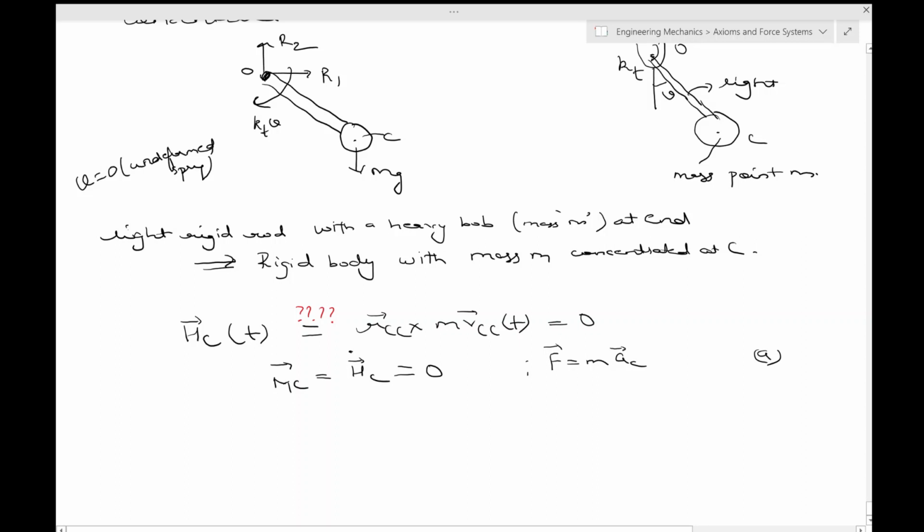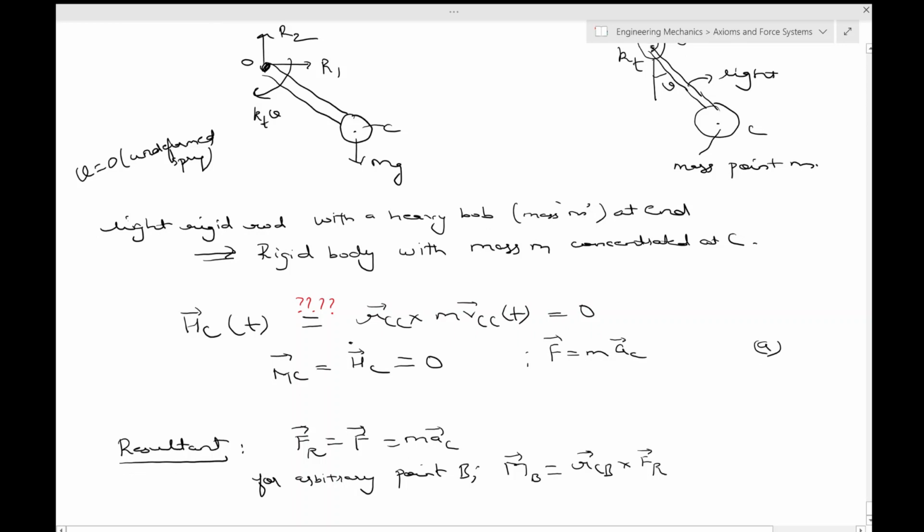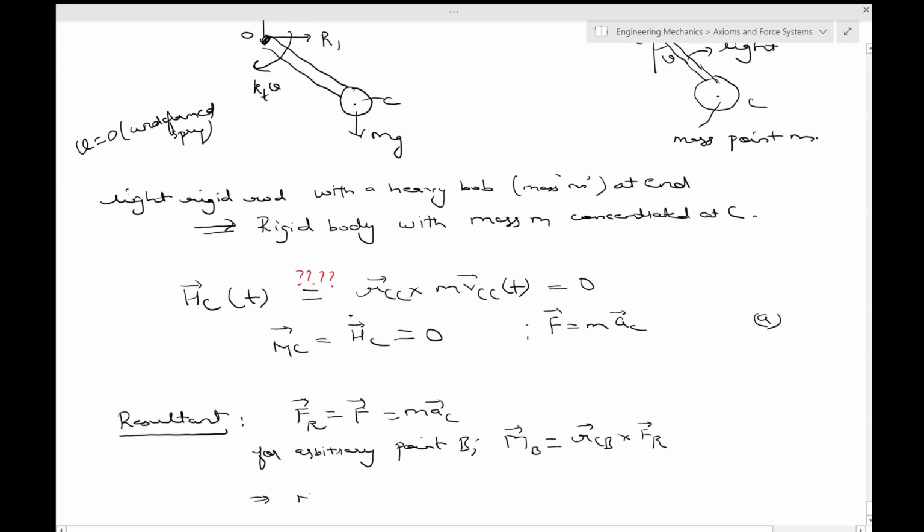Now the resultant of the external force system at C is a single force. If you want to draw, for example, the resultant, FR is equal to F is equal to MAC. And for an arbitrary point B, I have not shown B in the diagram, but it's an arbitrary point, so MB over here would be RCB cross FR. Now this would automatically mean that MB would be equal to RCB cross MAC. This is equation B.